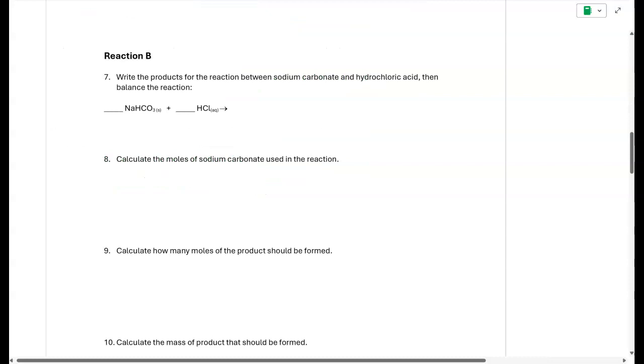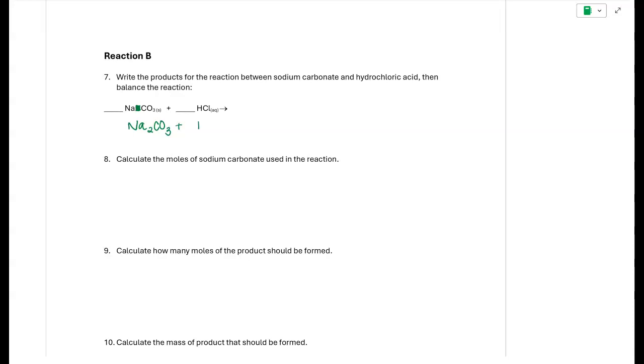Before we start to draw conclusions about our lab, I would like to at least set up parts of reaction B, and then I will go back and enter all of the data and we can talk about our conclusions. So here we have sodium carbonate and hydrochloric acid, and so this, we shouldn't have a hydrogen there. And so what we actually should have over here is Na2CO3 plus HCl. And this is our solid, this is our aqueous.